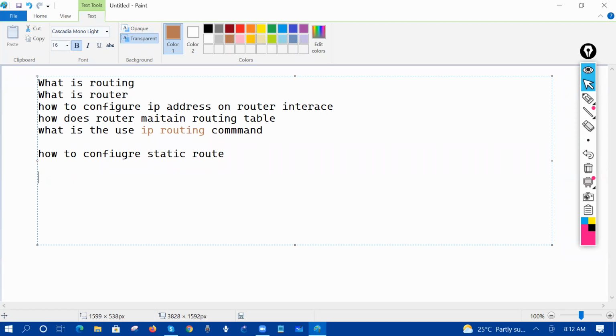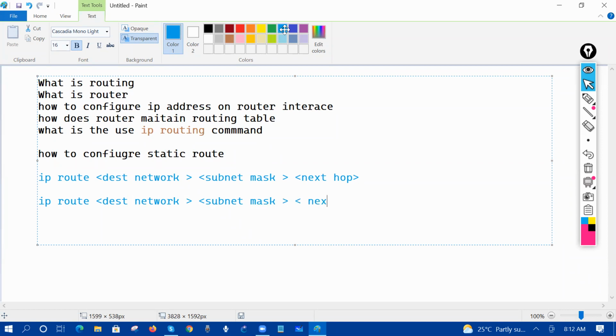If I'm not wrong, just let me know. We have seen this way: IP route, destination network, subnet mask information, and then a next hop, right? And then we have IP route, destination network, subnet mask information, and then an exit interface. And also we have seen the concept of AD, right? What is AD? We have seen the concept of AD and the longest prefix match rule.